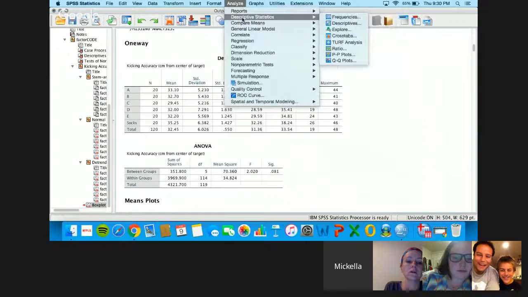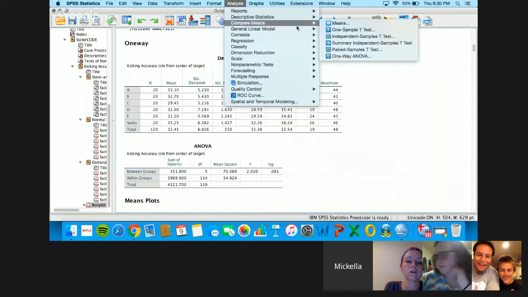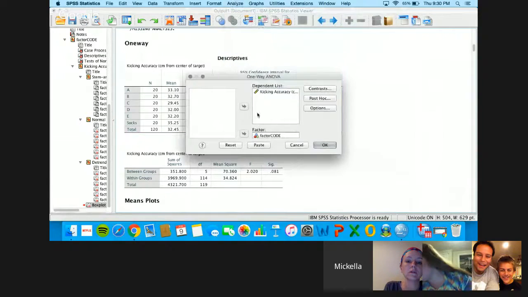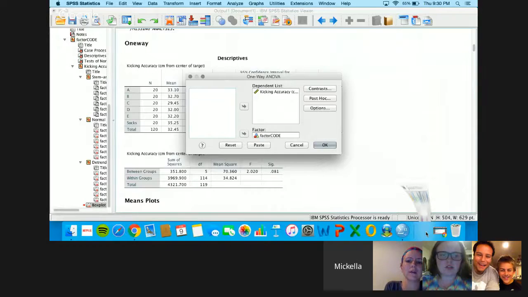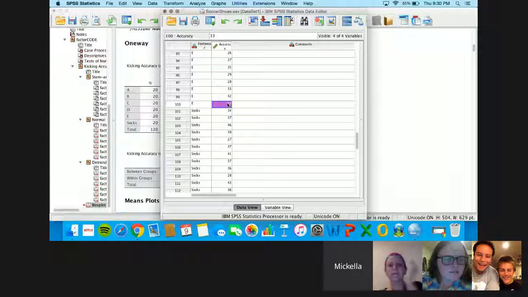Okay, so it's compare means, one-way ANOVA. So what am I taking out of here? How do you take the socks off? I don't know. We must have to go back to that first thing, maybe transform? Oh, wait, here's socks. Don't highlight socks and highlight the rest of it. Automatic recode. I don't know if it does that, but I can try.